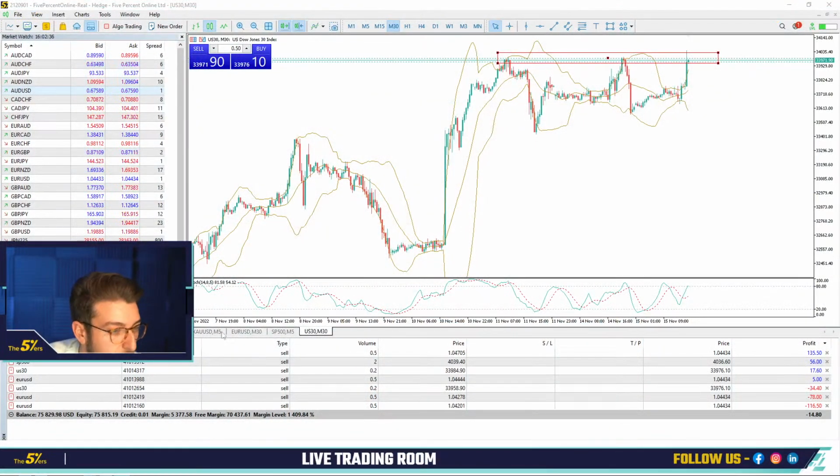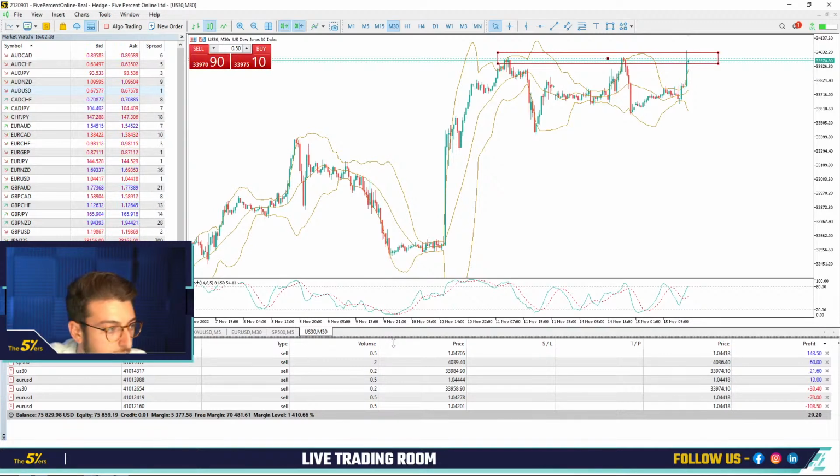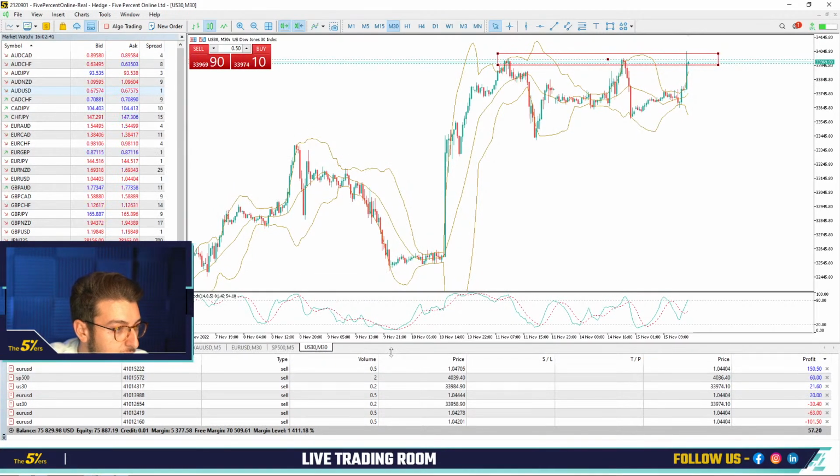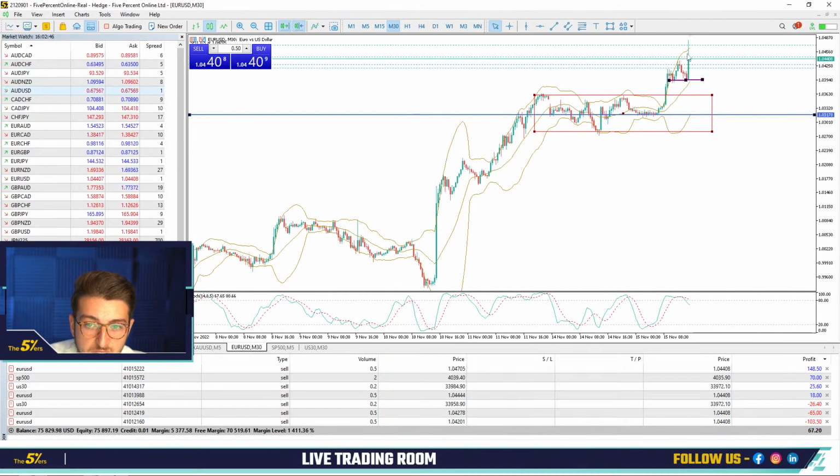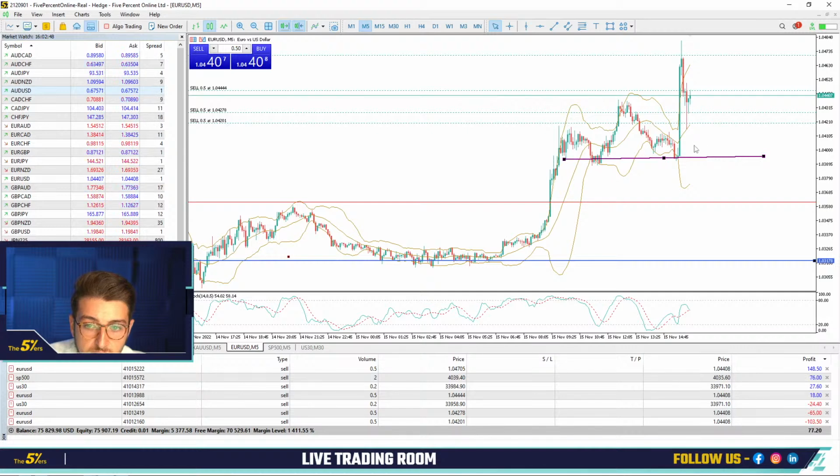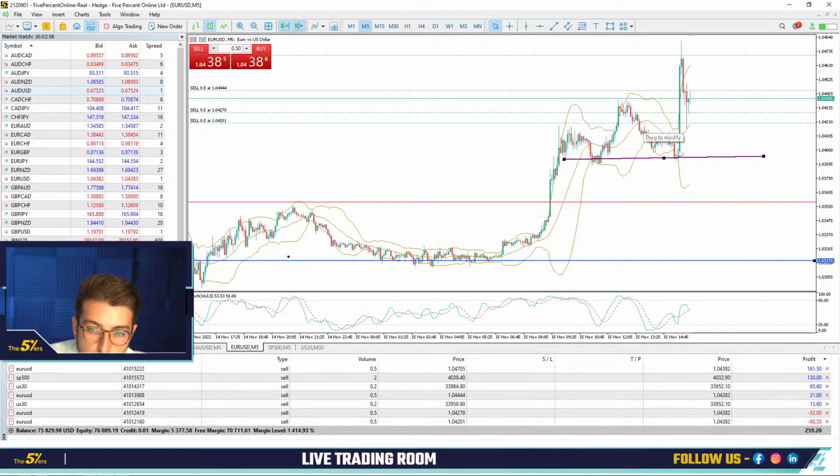Okay, let's dig into MT5. I just want to show some positions I found just after the PPI. This is the first position I'm starting to build on the euro dollar. We see just here the daily support that was created during the London session. Just before the news, the market went back here. This is the PPI news that the market reacted to. It gave a huge bounce, and I started already to create a sell position.